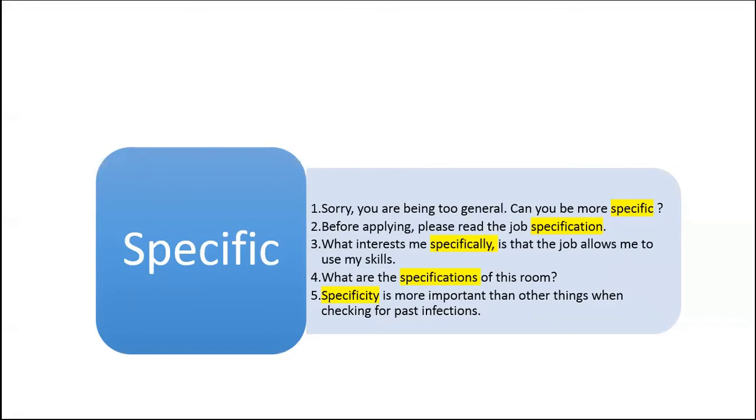Some different meanings of the word here, the way it's used. So when you say, can you be more specific in number 1, you're saying, can you give me more detail? A job specification is basically what a job wants someone to do or needs somebody to do. Number 3, what interests me specifically. So again, you're picking out the detail of focus. Number 4, specifications of this room. Now, if you ask that question, the answer would relate to the dimensions of the room. So how wide or long or tall it is. Specifications. And number 5, specificity.